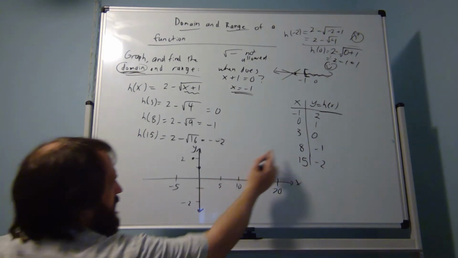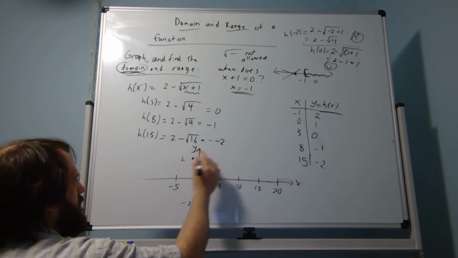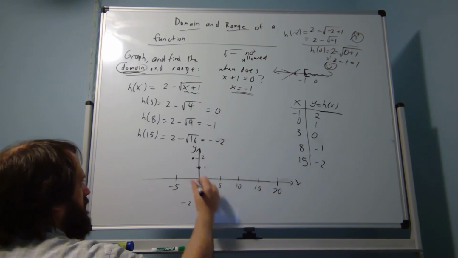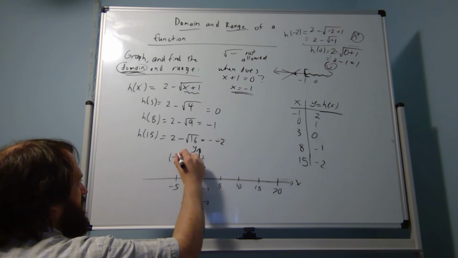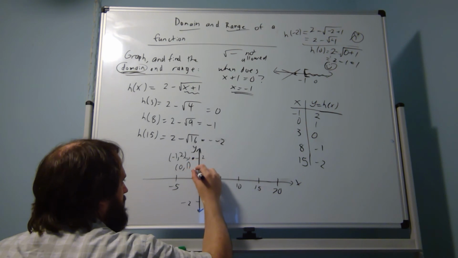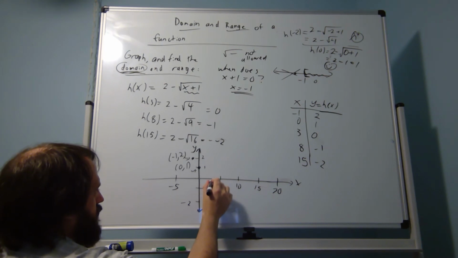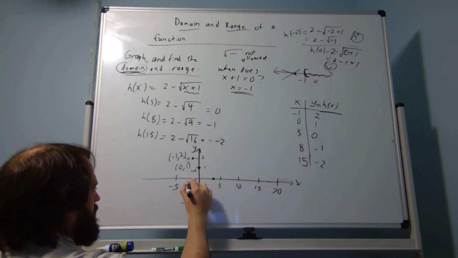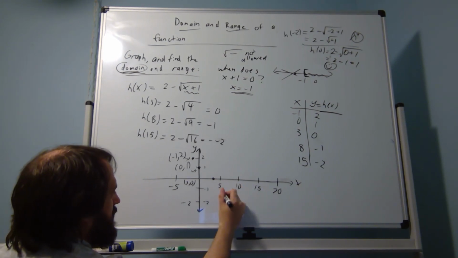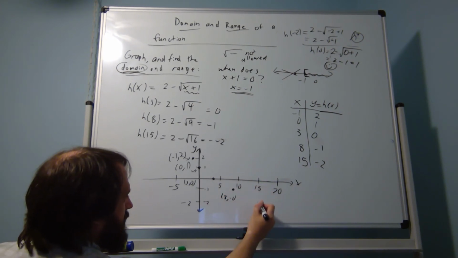When x is 3, it's running out of space here. So let's just label them. So -1, 2 is here. 0, 1 is there. 3, 0 is right about here. 8, -1 is here. And then finally 15, -2 is down here.